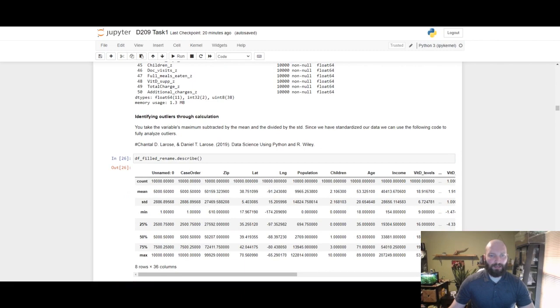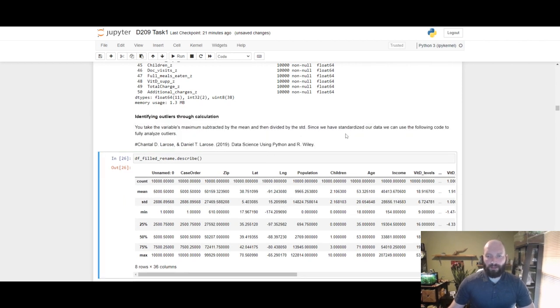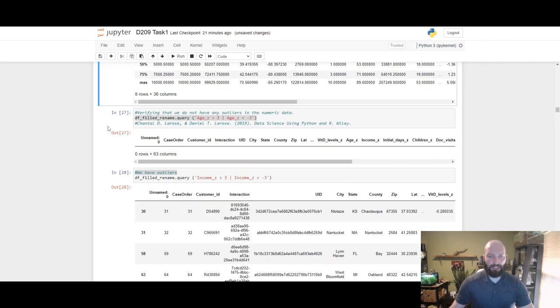And identifying outliers through calculation, you can take the variable's maximum subtracted by the mean and then divided by the standard deviation. Since we have standardized our data, we can use the following code to fully analyze outliers. And so this is where I kind of went down a deep dive.